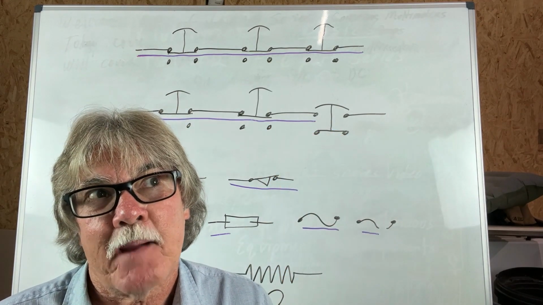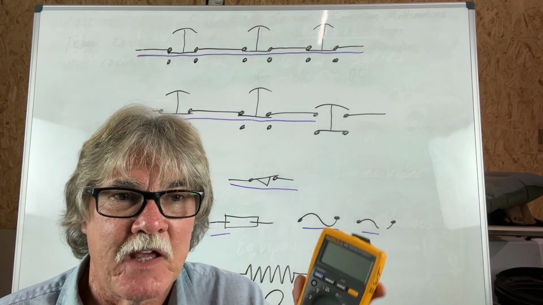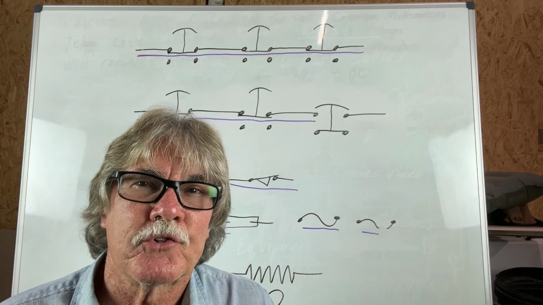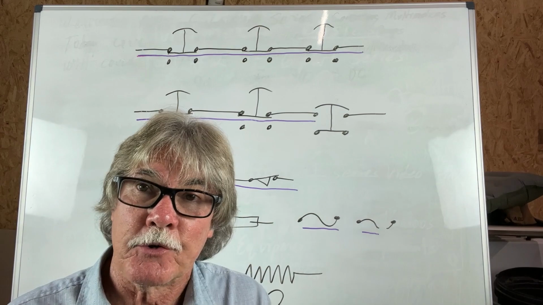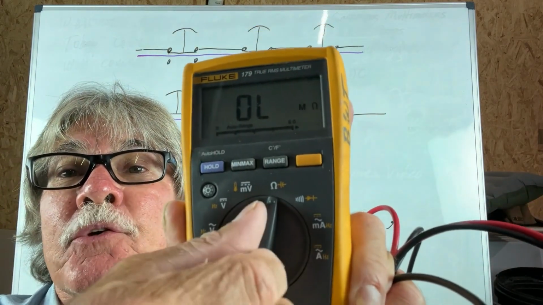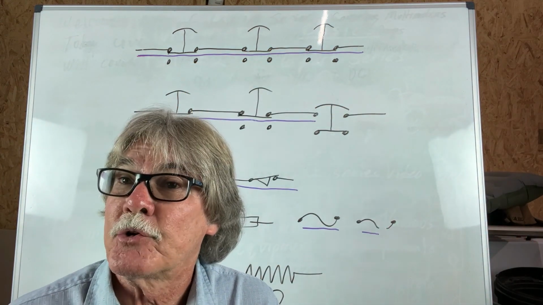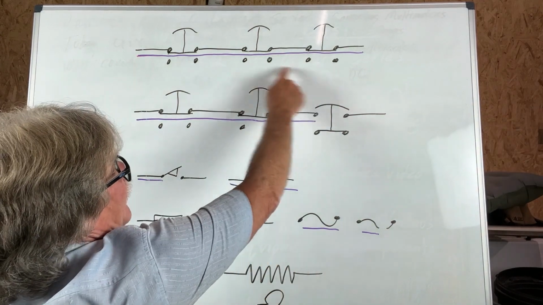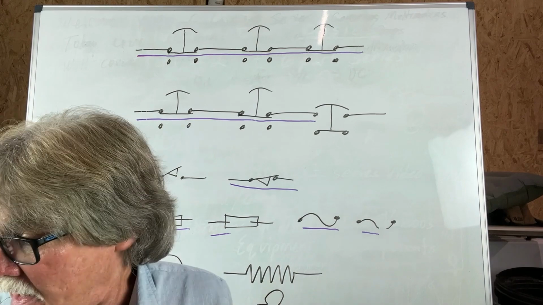I would say that I probably use the ohms and continuity setting on the multimeter the most. It's probably my number one setting because safety is involved with it: when you've got it set to ohms or continuity, you have to have the power off. So it's safer.